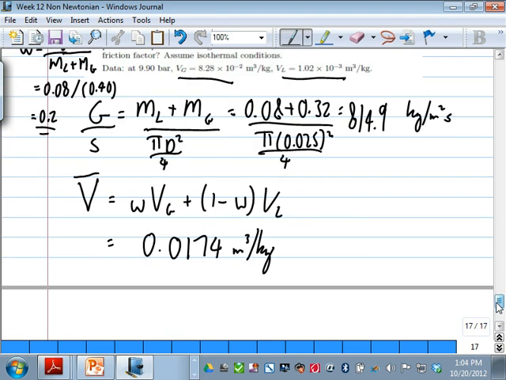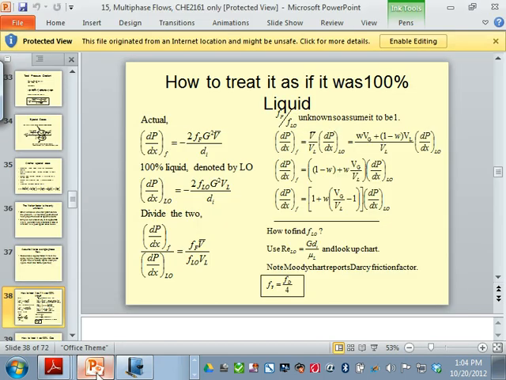Okay, so here, this part. I'm a bit skeptical, but I think normally we choose that 100% liquid. So first we find F liquid only. We calculate the Reynolds number assuming it's liquid only. I think rho V is equal to G. Is that correct?